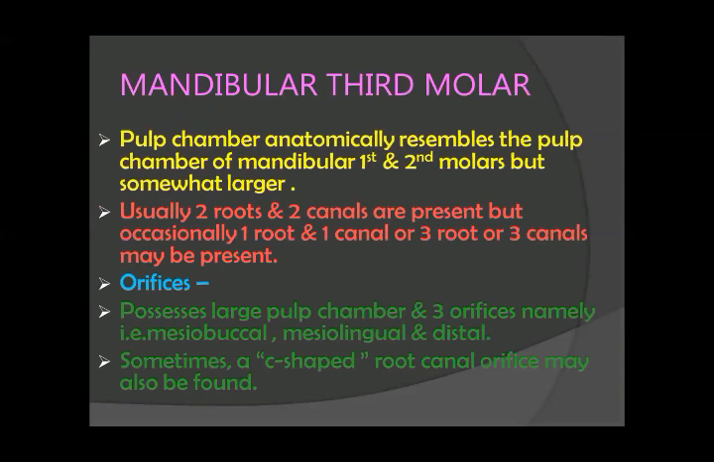Mandibular third molar pulp chamber anatomically resembles the pulp chamber of the mandibular first and second molar, but is somewhat larger. Usually two roots and two canals are present, but occasionally one root and one canal, or three roots or three canals may be present. There is a large pulp chamber and three orifices, namely mesiobuccal, mesiolingual, and distal. Sometimes C-shaped root canal orifices may also be formed.